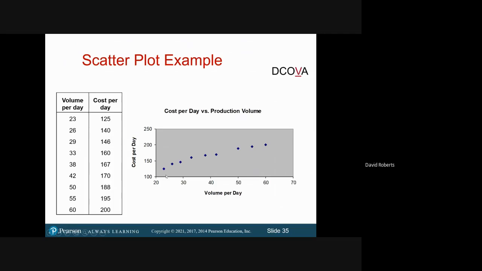You would say that when the volume is 23, the cost is 125. So this would be relating volume to costs. Your x-axis is your independent variable. So the volume drives the cost. The costs don't drive the volume.